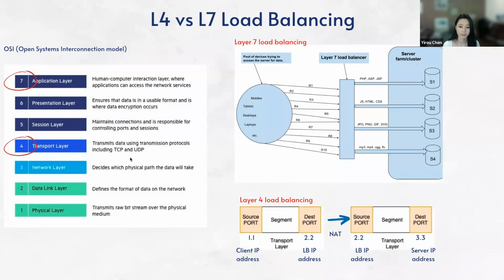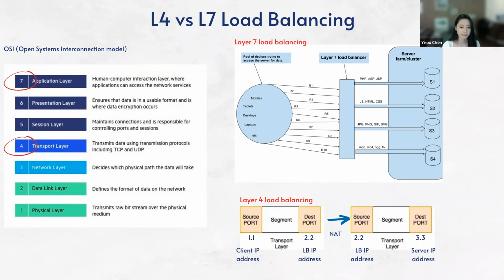For layer 4 load balancing, we only know the client IP address and the ports, and we have no visibility to what the request data actually looks like. In this form of load balancing, all client requests are sent to the load balancer, which then distributes them to the appropriate backend servers based on the load balancing algorithm.